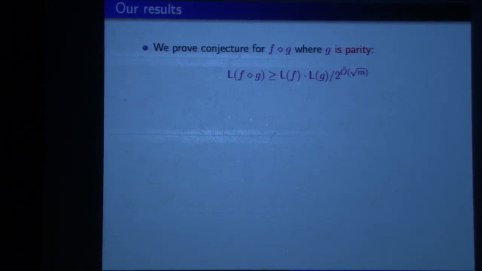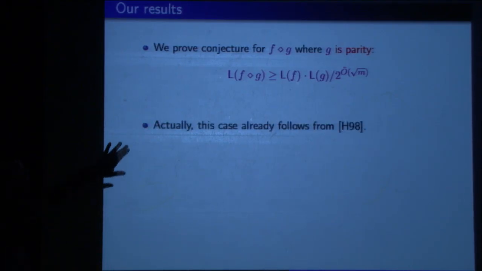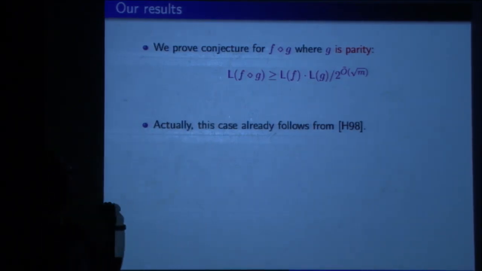Yeah, if this was true in general, not just for G, then it would be sufficient. This would be sufficient to prove super-polynomial formula lower bounds. Okay, now I should mention this is actually not a new theorem. Actually, this already follows from the previous work of Hastad, and actually they get better parameters.